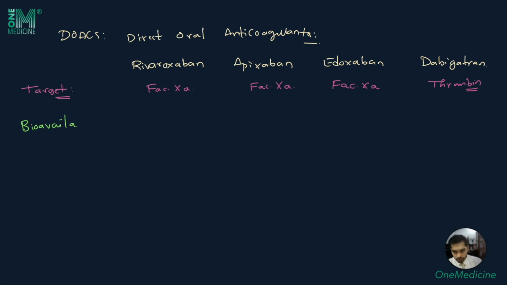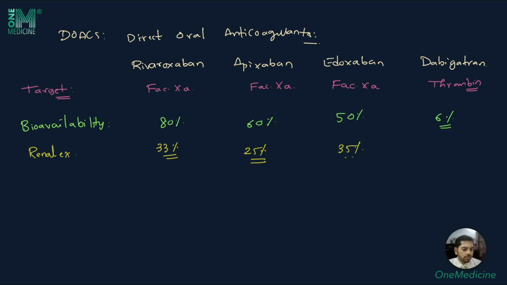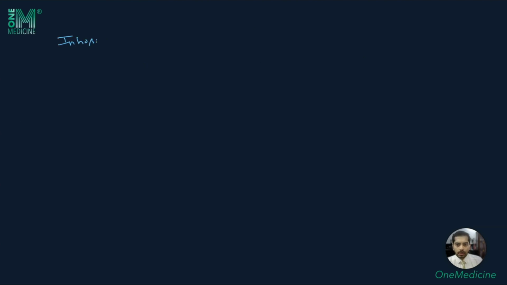Bioavailability of rivaroxaban is 80%, of apixaban is 60%, of edoxaban is 50%, and dabigatran is just 6%. The renal excretion is 33% for rivaroxaban, 25% for apixaban, 35% for edoxaban, and almost 80% for dabigatran. The dosing for rivaroxaban is once a day or twice a day. For apixaban it is twice a day dosing. For edoxaban it is again once a day dosing, and for dabigatran it can be once a day to twice a day dosing.